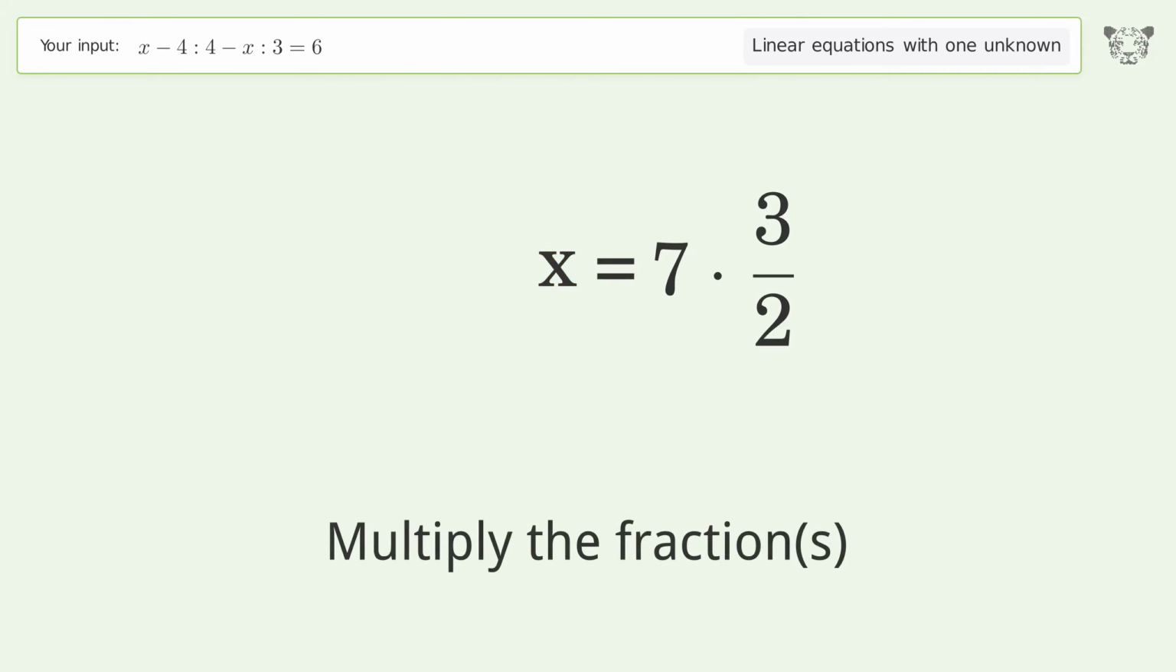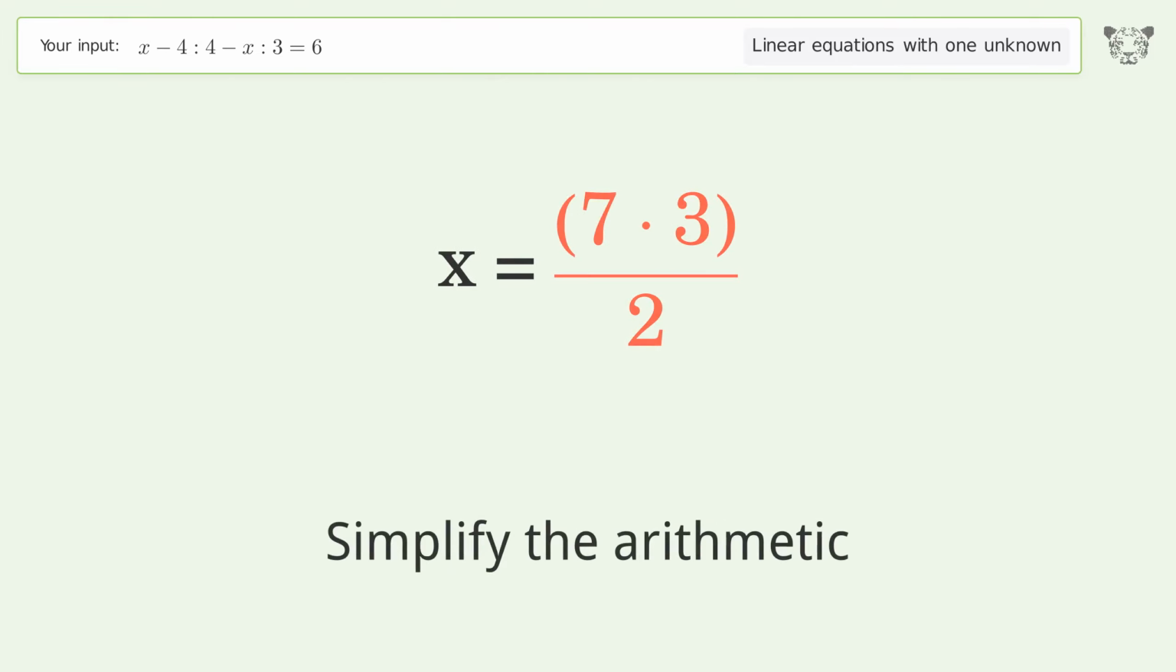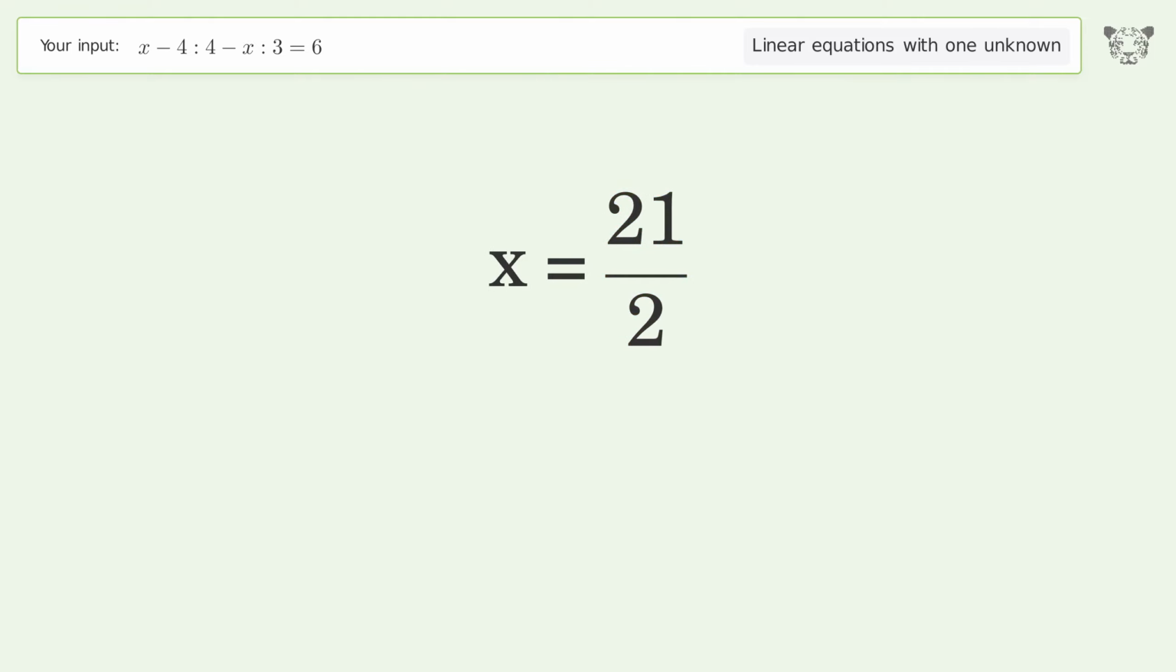Multiply the fractions. Simplify the arithmetic. And so the final result is x equals 21/2.